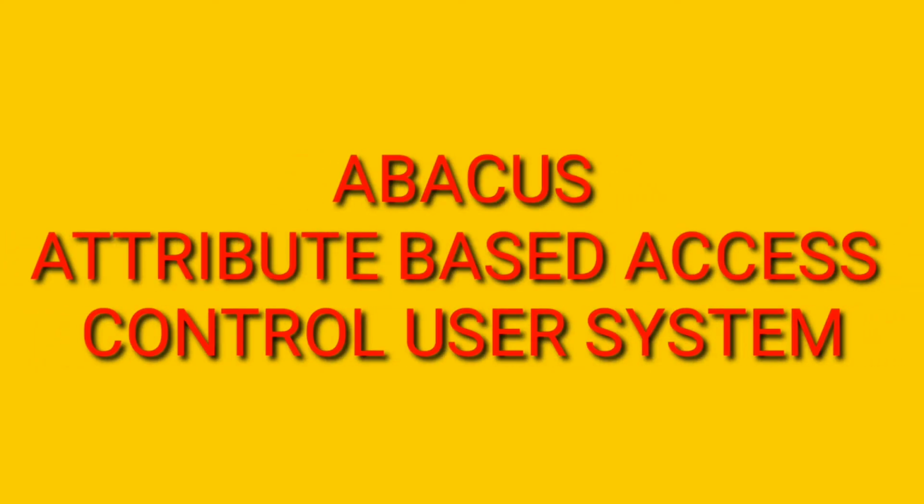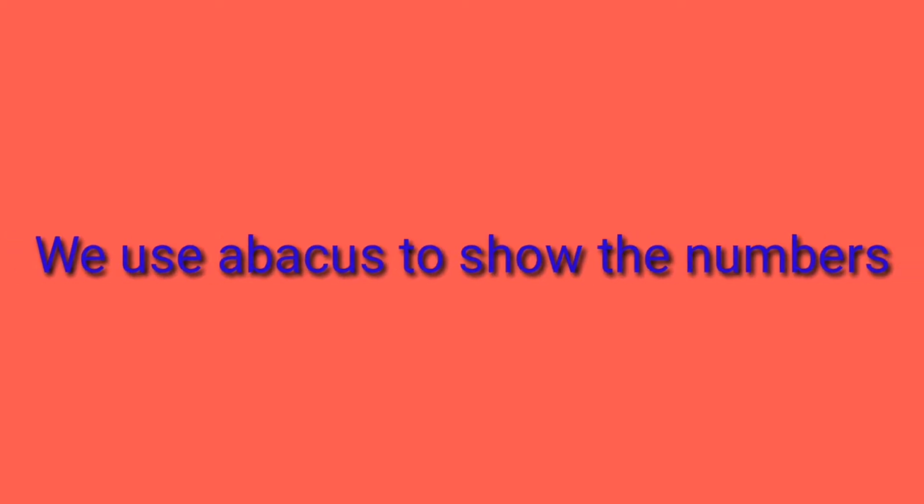Hello students, in today's class let us learn about abacus and how to count the beads on the abacus and finding out the greatest and the smallest numbers in the abacus. What is the full form of abacus? A means attribute, B means based, A axis, C control, U user, and yes system. Let's learn more about an abacus.